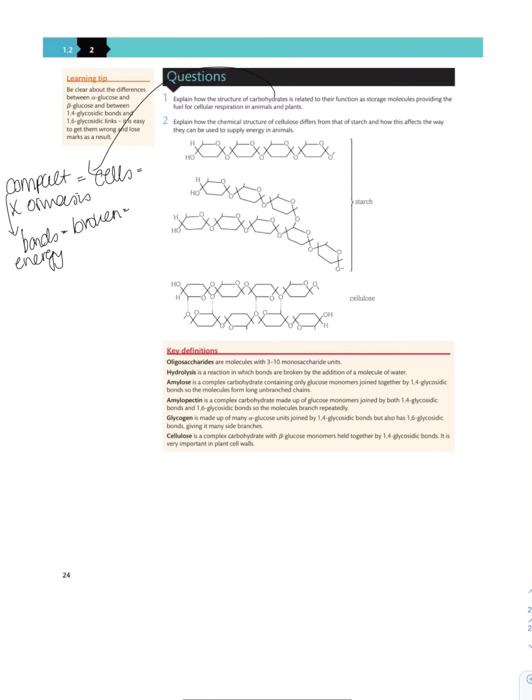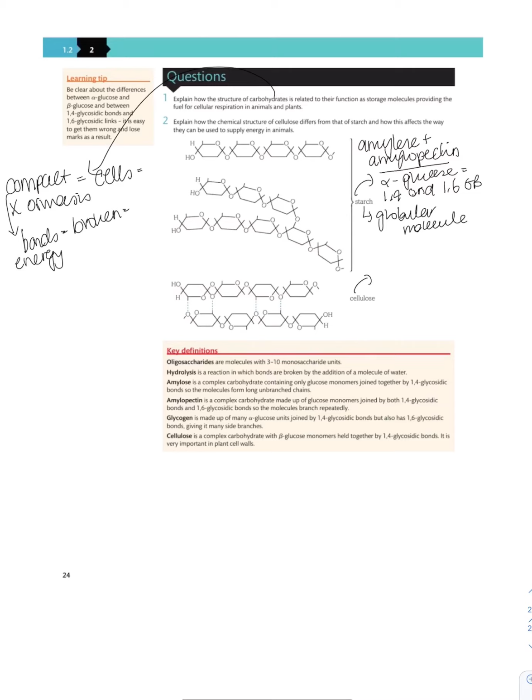Okay. Explain how the chemical structure of cellulose differs from that of starch and how this affects the way they can be used to supply energy in animals. Okay, so starch. We know that starch is formed from amylose and amylopectin, and both are from alpha glucose monomers, yeah? And they are either joined by 1,4 and 1,6 glycosidic bonds, yeah? And so, as a result, starch is a globular molecule.